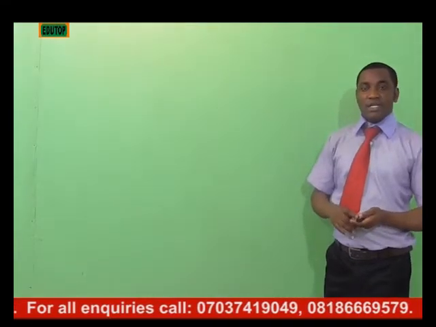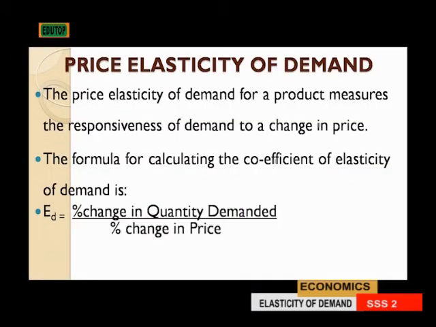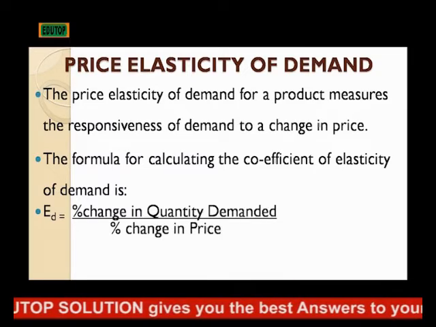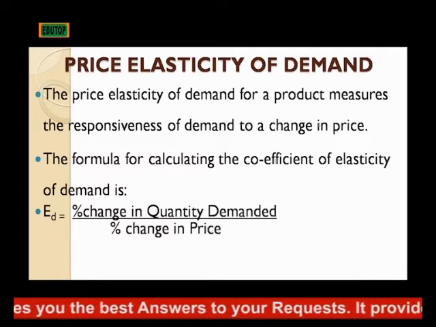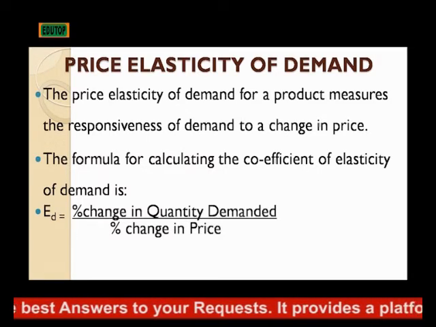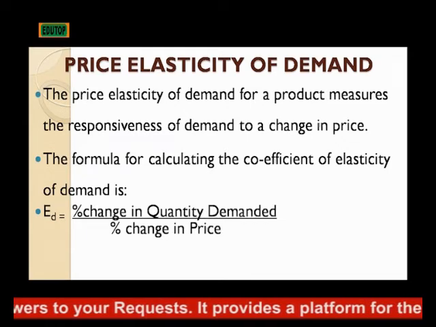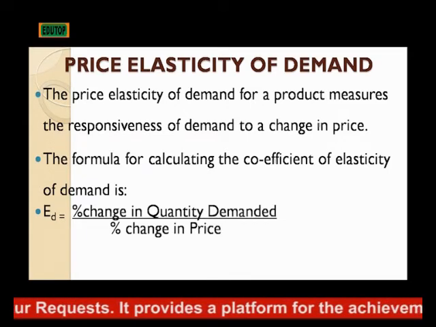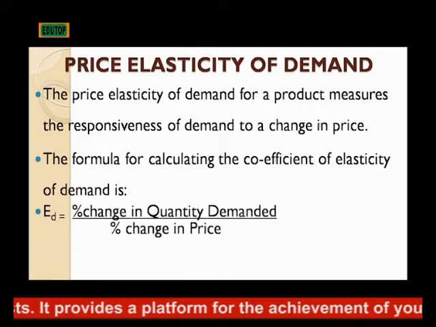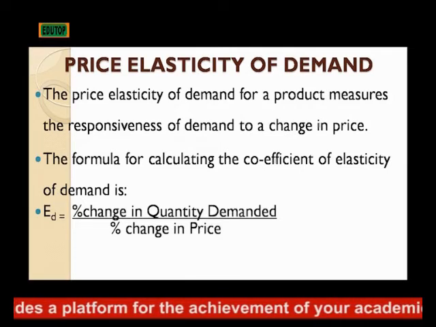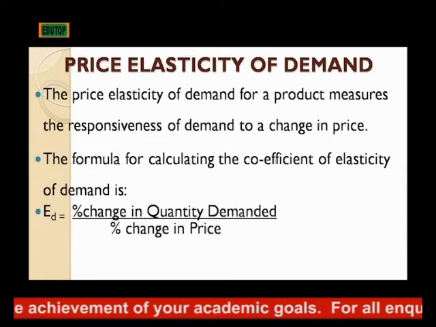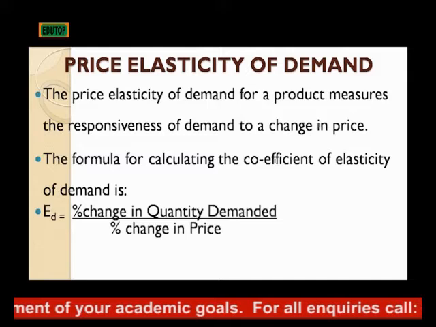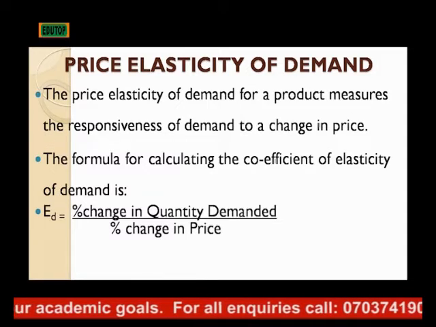Price elasticity of demand. The price elasticity of demand for a product measures the responsiveness of demand to a change in price. The formula for calculating this says the percentage change in quantity demanded divided by the percentage change in price. That is the formula to get the price elasticity of demand. It tells us the response of quantity demanded by the consumer to the changes in price of a particular product in the market.